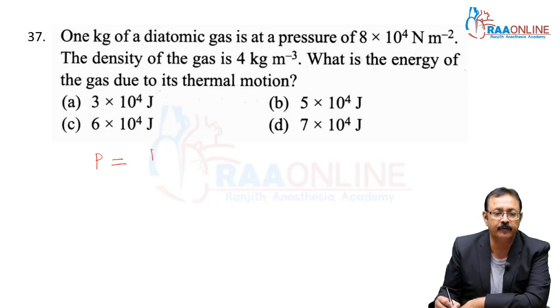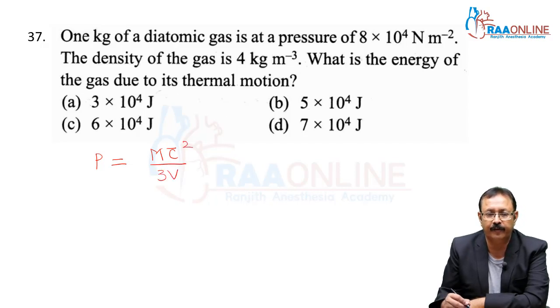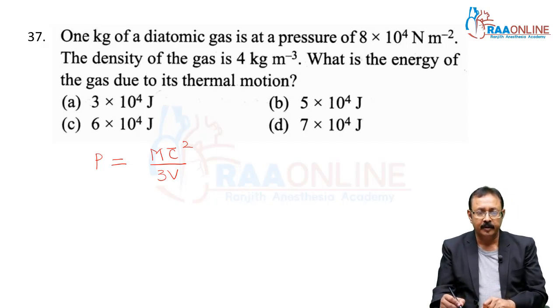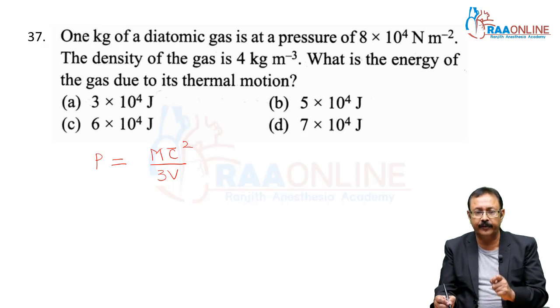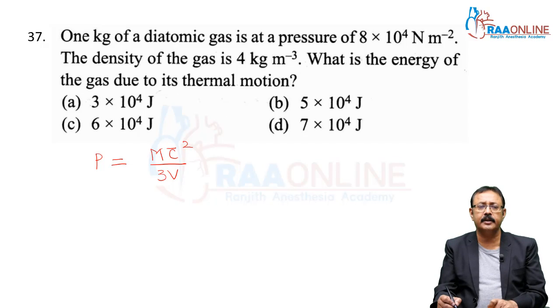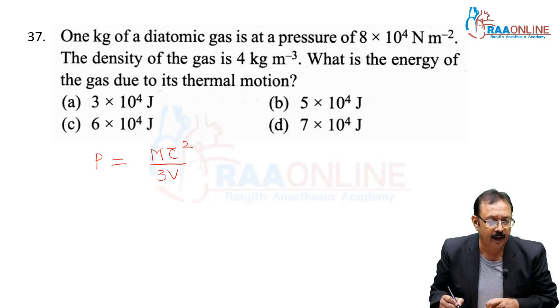I told you, a very important result: P is equal to m c bar square by 3V. We did it at the start of the first problem of the crash course. What is the energy of the gas due to thermal motion? We want to calculate the energy.